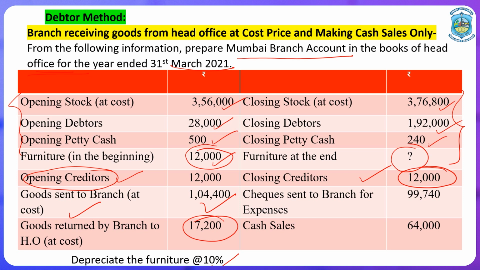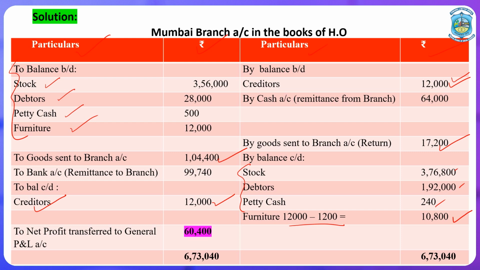Next, you have cheques sent to branch for expenses. Now, who is sending these cheques to the branches so that the branch can meet all its expenses? The head office, and the value of this cheque is 19,740 rupees. So, when the cheque is received by the branch office, the entry will come at the debit side, that is Mumbai branch account debit to bank account, and the amount is 99,740 rupees.